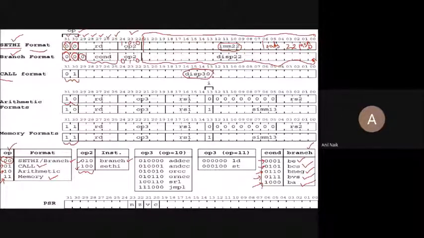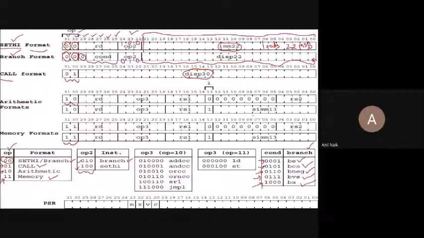Call is also similar to the branch instruction. So with respect to whatever address we mention, it will jump to that location. So for that, 30 bits are reserved.